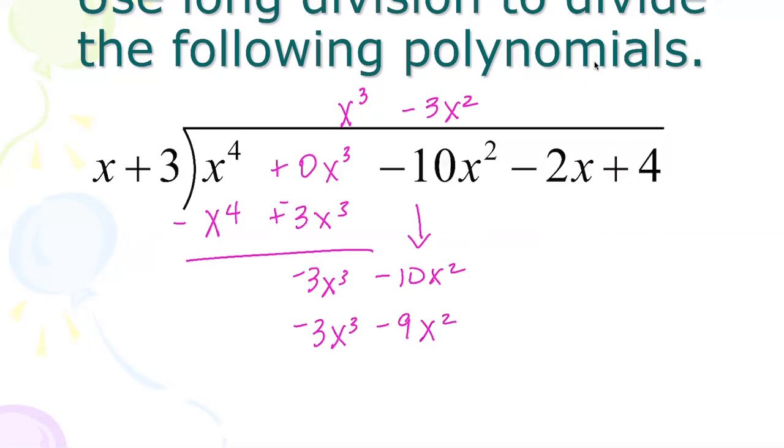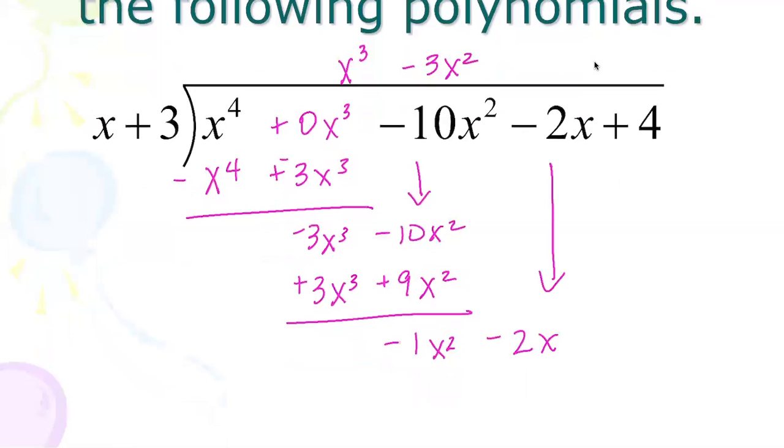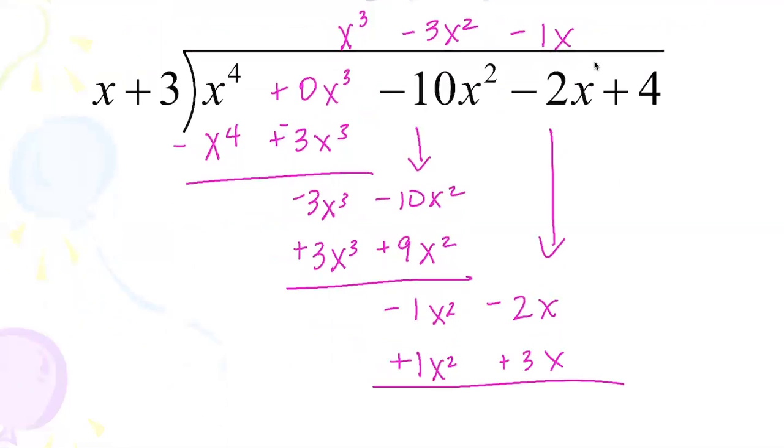When you subtract, again, we switch our signs. That gives me a negative 1x squared. Bring down my negative 2x. Repeat my process. What do I have to multiply x by to make it a negative 1x squared? I have to multiply by negative 1x. That gives me a negative 1x squared and a negative 3x. When I subtract again, I switch my signs, which is going to give me a 1x.